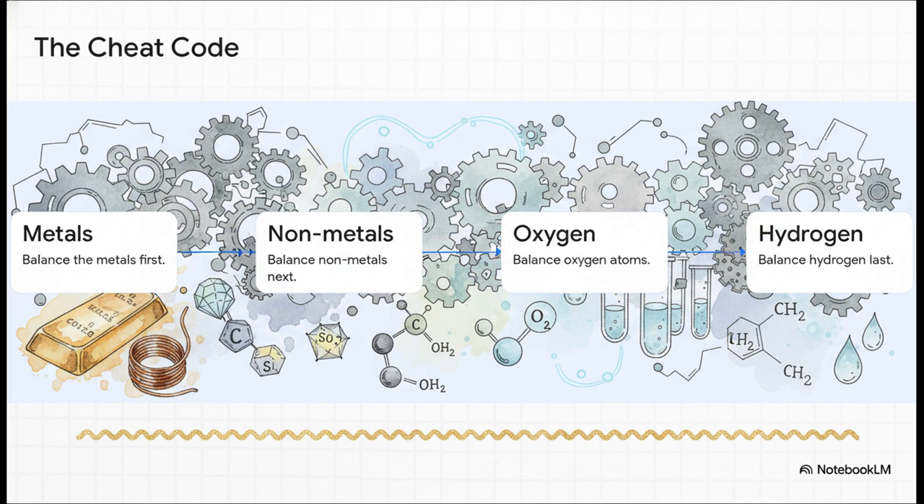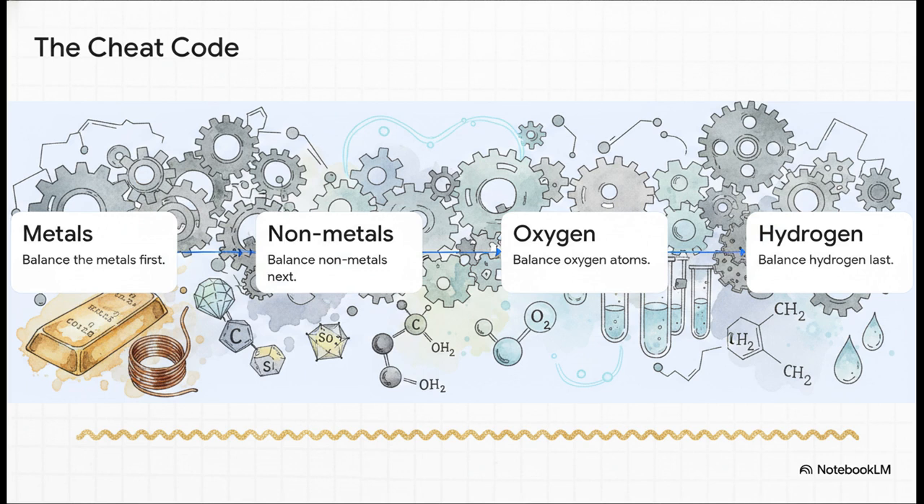So let's skip those incredibly frustrating hit and trial guessing games. I'm going to give you the foolproof cheat code. It's 4 simple steps, and you always do them in this exact order. First, balance your metals. Second, balance your nonmetals. Third is oxygen, and fourth is hydrogen.